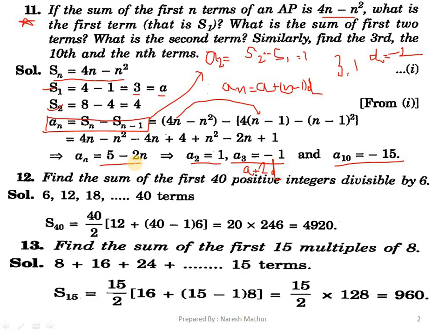Alright, next one. Find the sum of the first 40 positive integers divisible by 6. The first term which is divisible by 6 is 6 only, and the common difference will obviously be 6. We have done the same kind of questions in the previous exercise also, but in this we need to find the sum of the terms. So the first term a is 6, and d will also be 6.